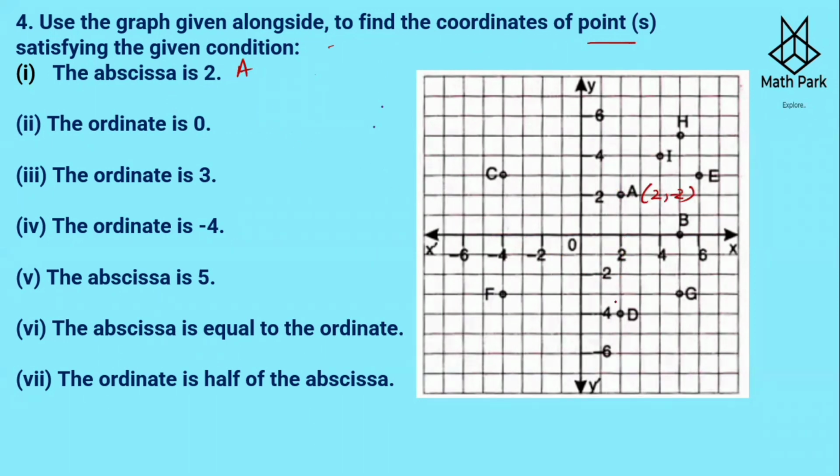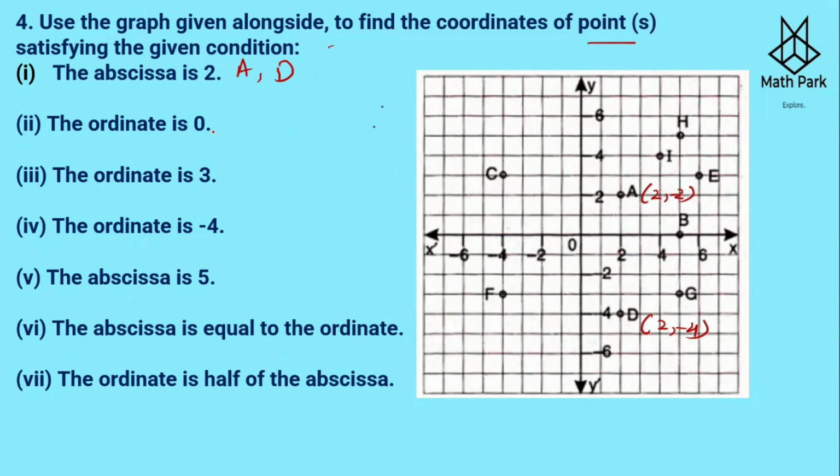Now, abscissa 2 is another point, which is D. The coordinates of point D are 2, minus 4. So A and D are the 2 points where the abscissa is 2. Is there anywhere else? Yeah, these are the 2 points.